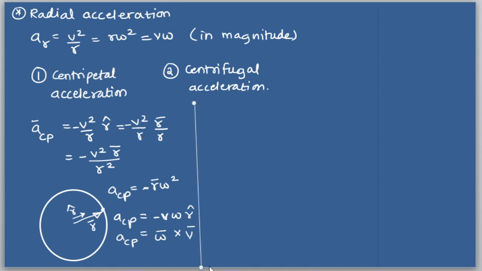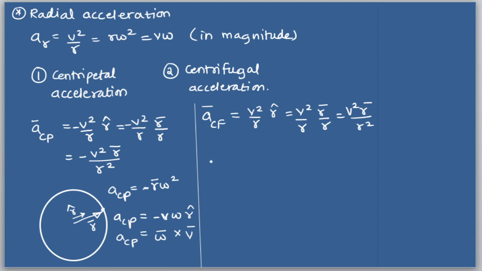Now similarly for the centrifugal acceleration, the only change is the direction. The direction of the centrifugal acceleration is always away from the center. So the centrifugal acceleration, ACF, CF stands for centrifugal. We will write the same formula, magnitude is v square upon r, and the direction is away from the center, which can be given by r cap. Now you can replace r cap by r bar upon r, vector upon its magnitude. So v square upon r into r cap becomes v square into r bar upon r square.